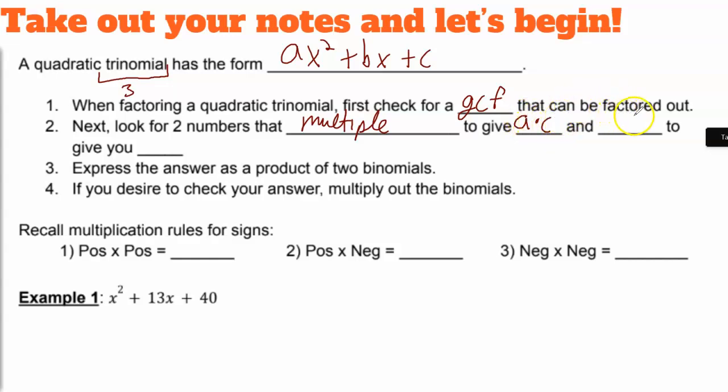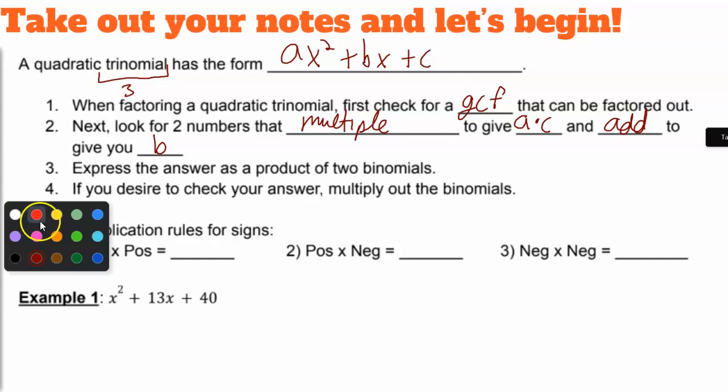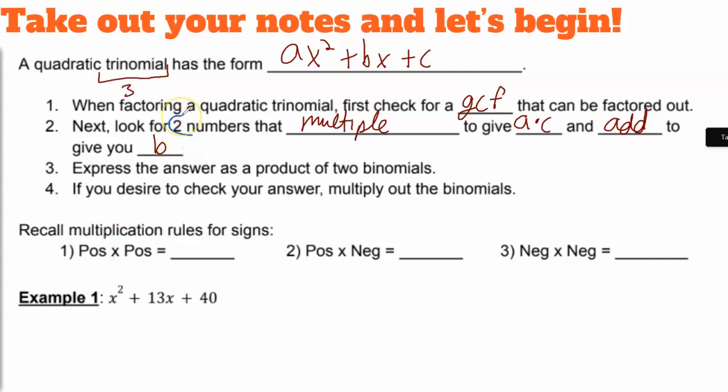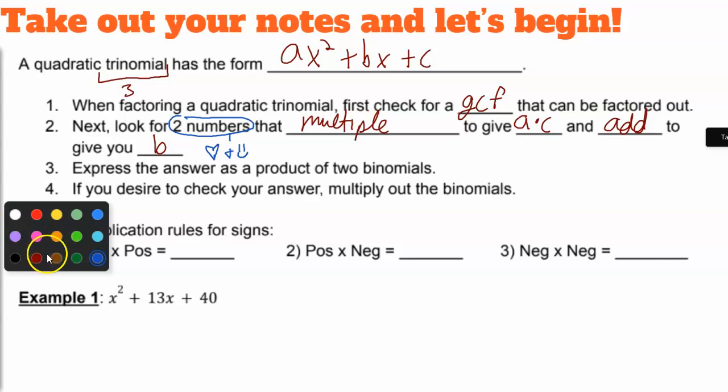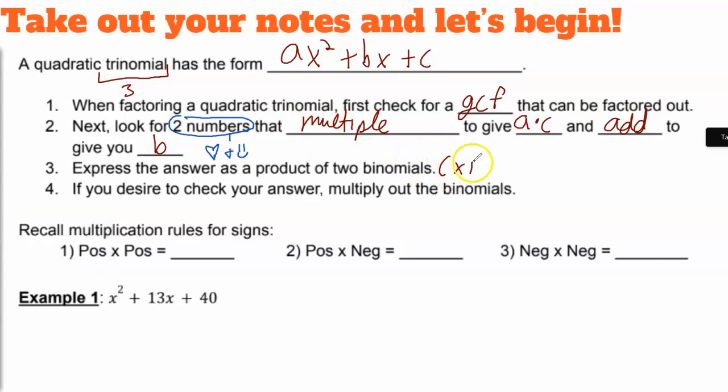They give a times c and add to give you b. We will call this an ACB throughout this. We're going to say these two numbers, we're just going to make it like a heart and a smiley face. Express your answer as a product of two binomials. So we're going to do x plus my magic number, x plus whatever my other magic number is. So x plus heart, x plus smiley face.